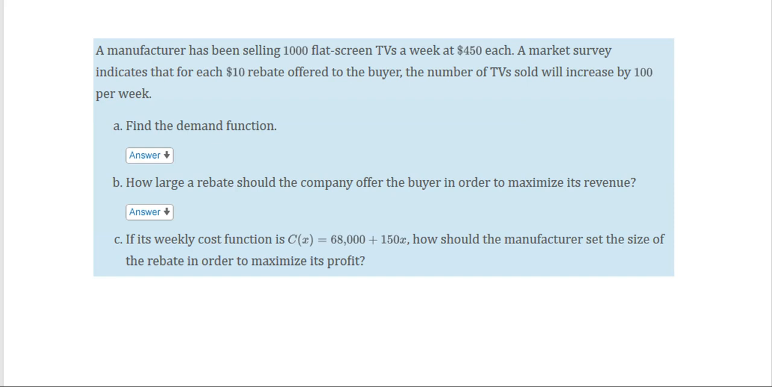So the demand function, again, we're looking at the prices and how many of them are being produced and stuff like that, right? Okay, so they started off selling 1,000 flat screen TVs at $450 each. So let me set this one up same way I did the other one, all right? So 450 each would be 1 point, and they sell 1,000 of them. Okay, and then the next thing, we say, well, we offer a $10 rebate, so my next point would be 440, and the number of TVs will increase by 100, so that's going to put it up to 1,100.